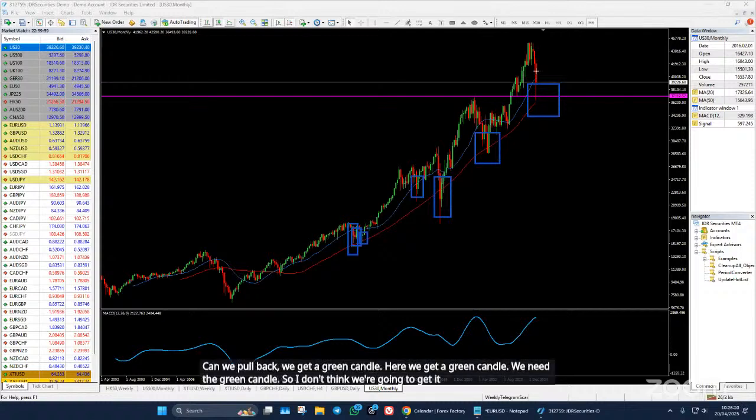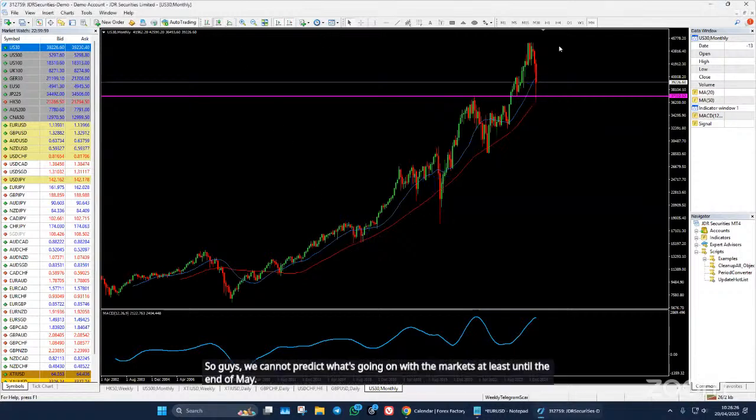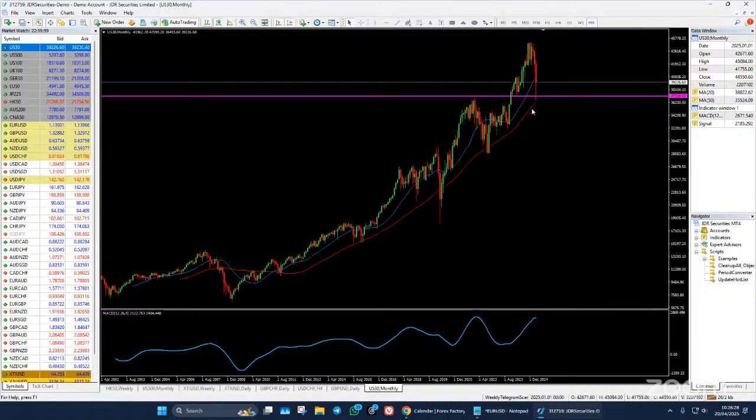It's very unusual, very rare. So I think the earliest we will know if the market is recovering is when we get a green candle, which is end of May at the earliest. So guys, we cannot predict what's going on with the markets at least until the end of May. Therefore, we're in this horrible place where we could keep going or bounce. So it makes it very, very tricky. Does that make sense, guys?